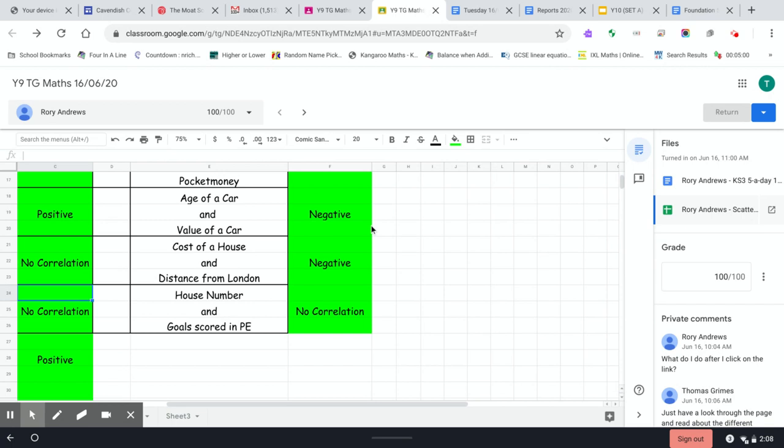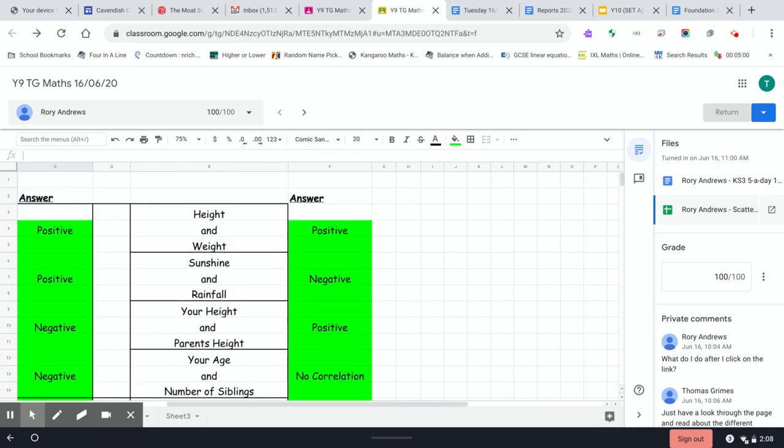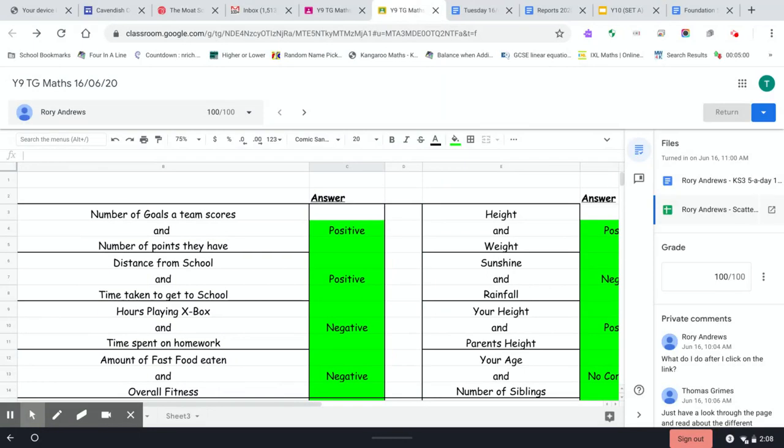So some of these you could have negative or positive. If you can argue your case, then that is fine. Okay, so there's some more answers for you. These are pieces of information. If you think about it visually, plotting them on a graph, for the sunshine and rainfall, it will be high sun and low rain. So that means it has negative correlation. Okay, we will leave it there.